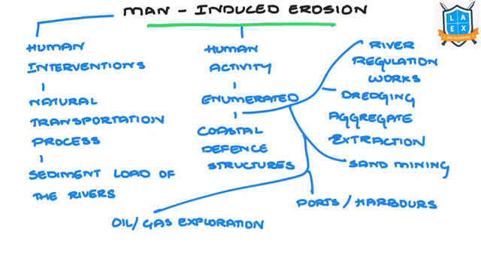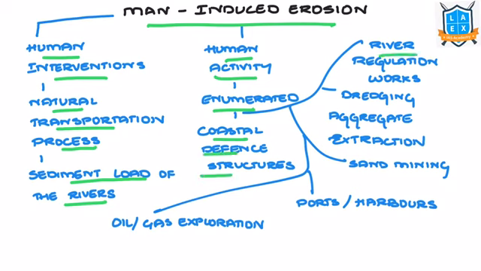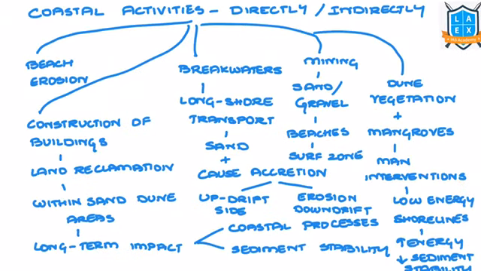Man-induced erosion. Most of the human-induced erosion is due to human interventions in the natural transportation process as well as in the sediment load of the rivers. Human activity may be enumerated as coastal defense structures, river regulation works, dredging, aggregate extraction or sand mining, oil or gas exploration, and ports or harbors that impact the sediment transport. The coastal activities can also directly or indirectly result in beach erosion.